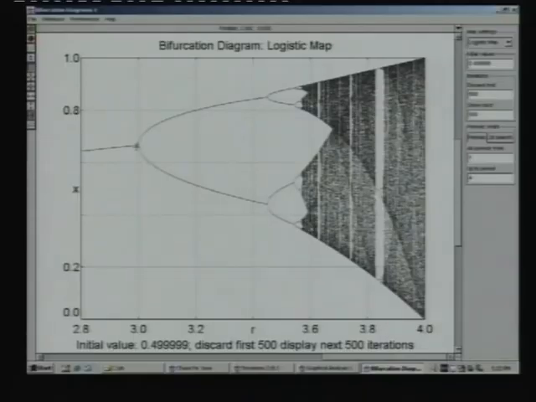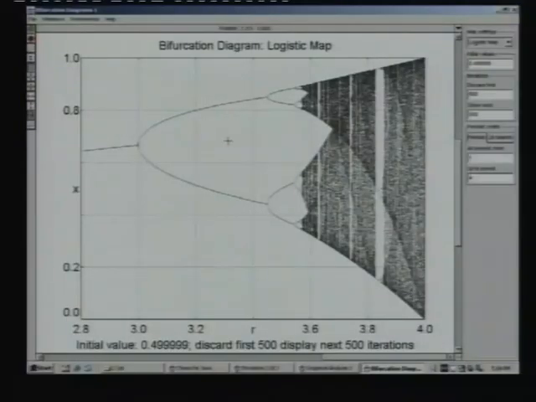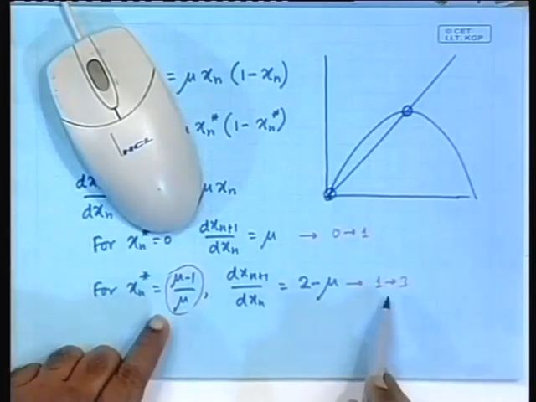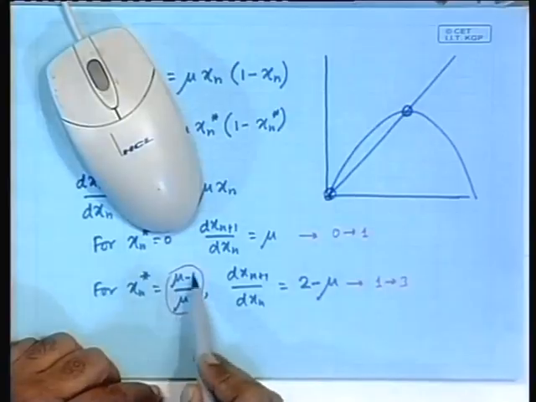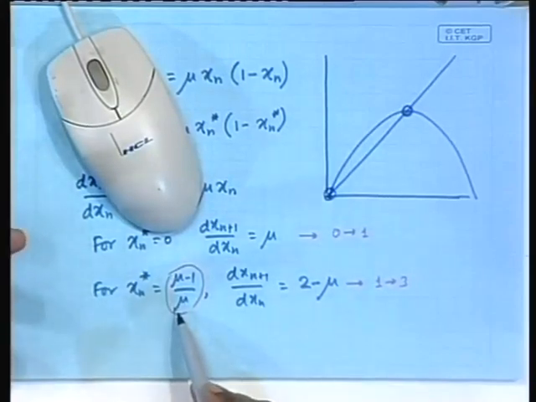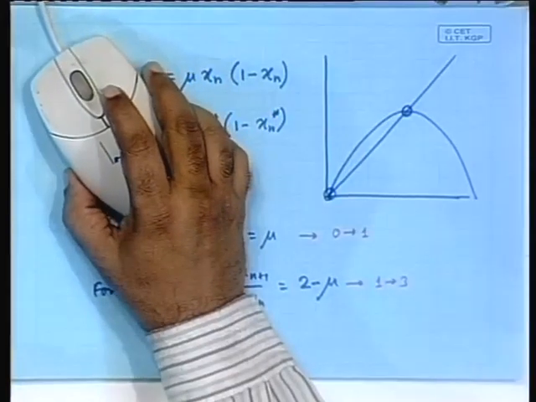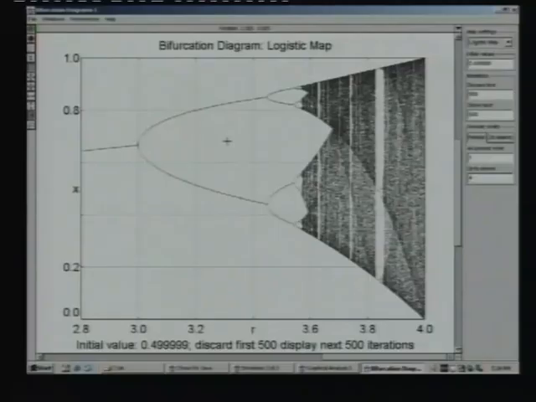If it is unstable, then obviously if I keep on iterating this map, the iterations will not go there, and that is exactly why you do not see this line extending after that. But this calculation tells you that this point is anyway there. Even when you set mu to say 3.5, this value is there, you can calculate this value, which means that this point is there, but now it is unstable.